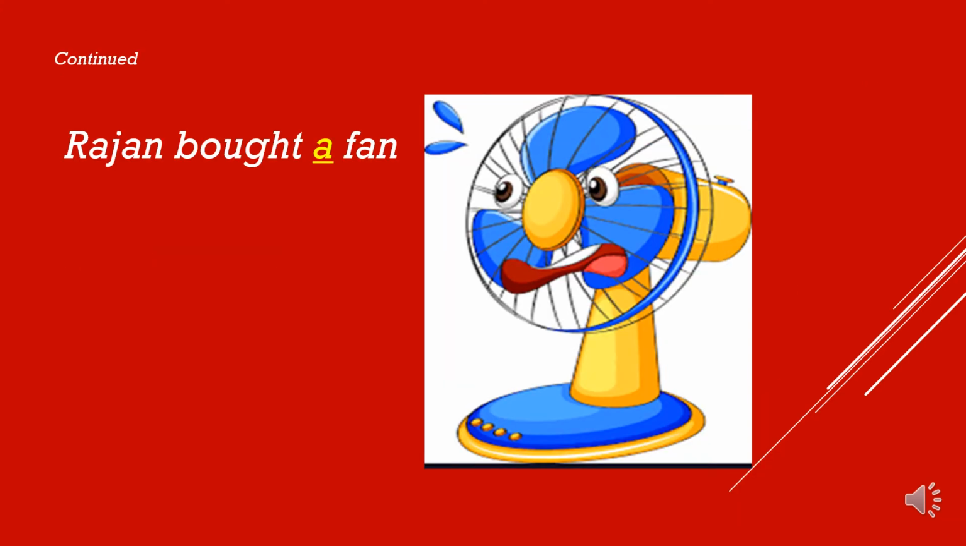Students, you have to keep it in your mind. For consonant sounds, we put A. You can also see on the screen, Rajan bought a fan. Dear students, for every noun, for a person or a thing, when it begins with consonant sounds, we will put A. I hope all of you have understood. For consonant sounds, we put A.